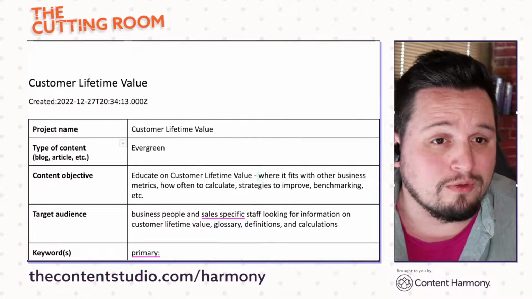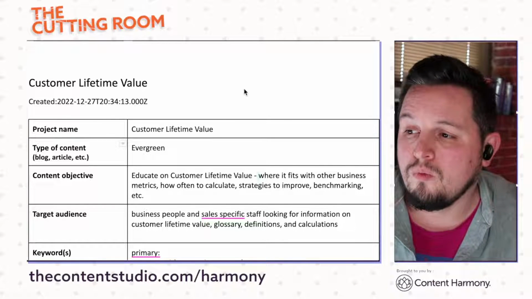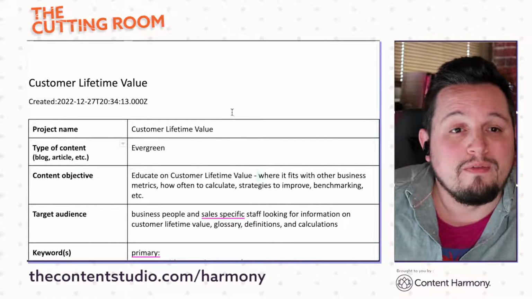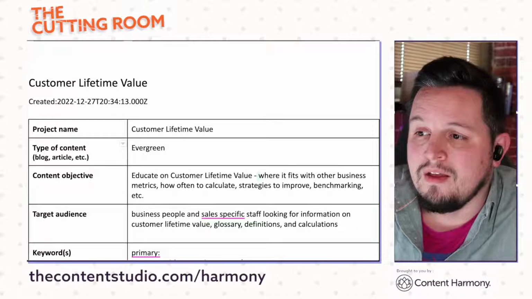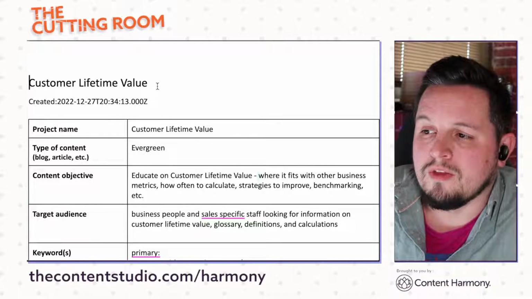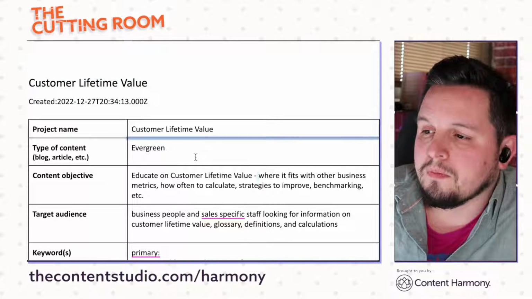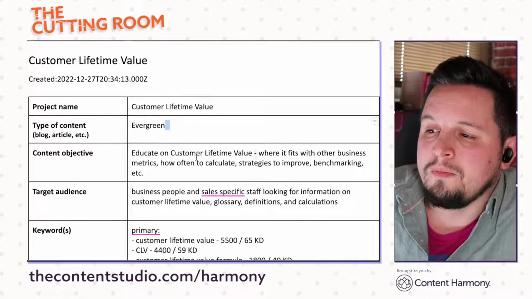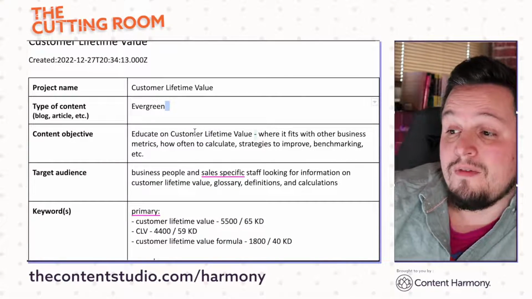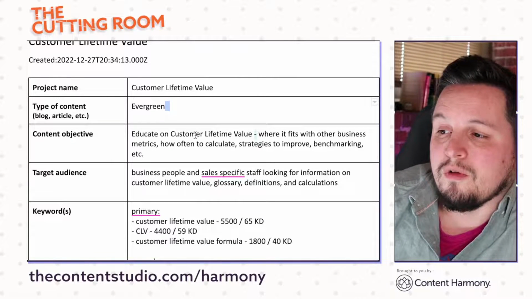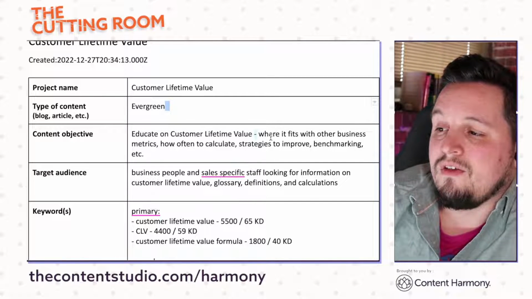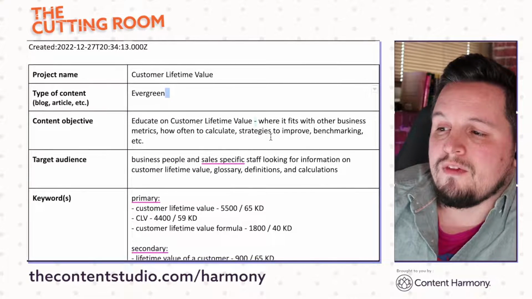All right, so we're going to just jump in, and I'm going to show you what the end result looks like first. So this is what a brief of mine ends up looking like. We've got the title, or the topic, rather, of the article that we're creating. We talk about the type of article and the content objective. In this case, it's educate on customer lifetime value, where it fits with other business metrics, and how to calculate it.